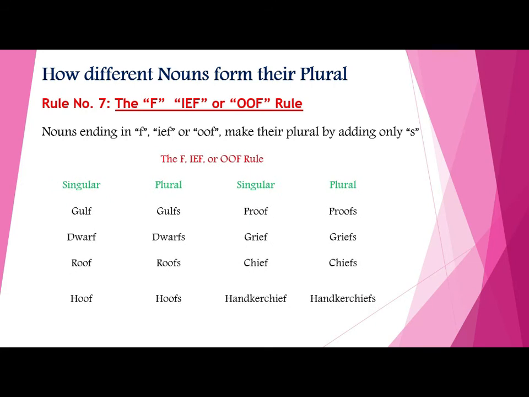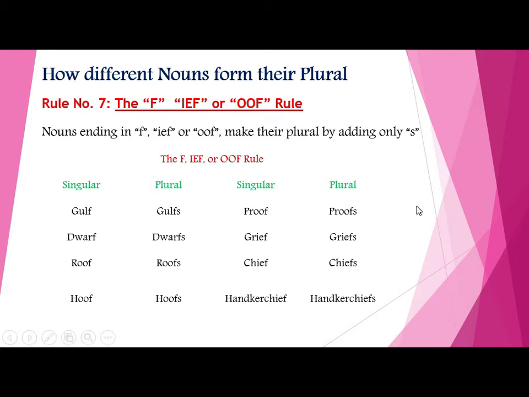As the singular noun is gulf, we add S to make the noun plural. Dwarf, we add S and it becomes plural. Roof, roofs, hoof, hoofs, proof, proofs, grief, griefs, chief, chiefs, handkerchief, handkerchiefs. This is rule number 7.